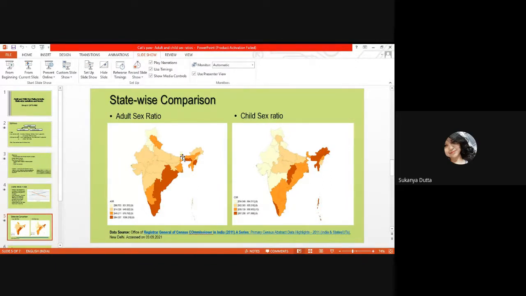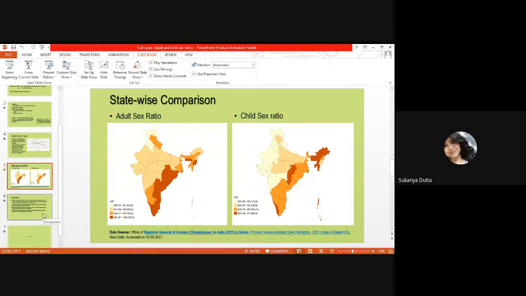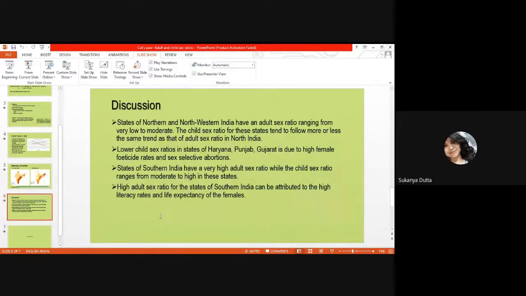The data used is the 2011 census data. Here as well, we can see that there is a kind of a north-south divide, with the northern states having a relatively lower to moderate adult and child sex ratios, while the southern and the eastern states having higher adult and child sex ratios. To sum it up, the features that we have noticed across these two graphs and these two maps are as follows.